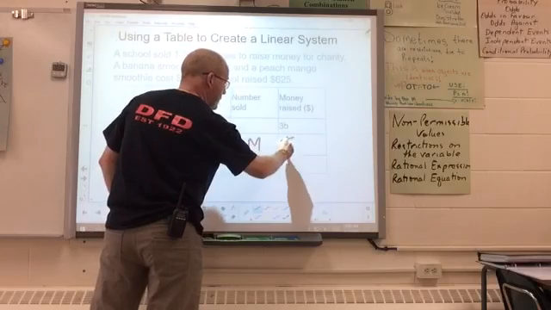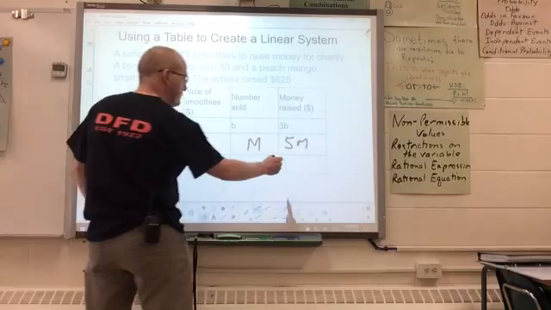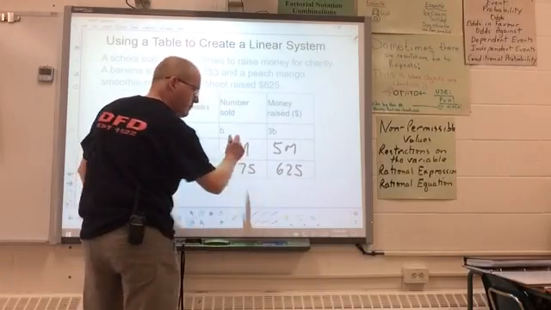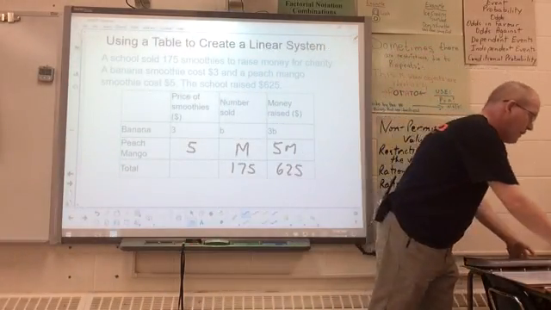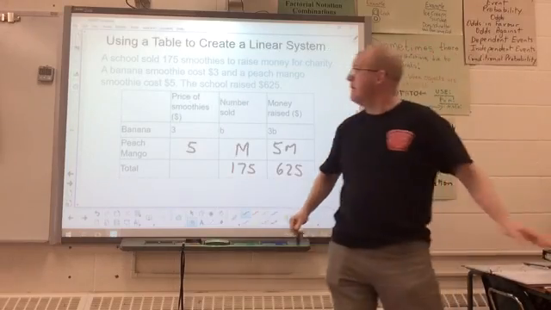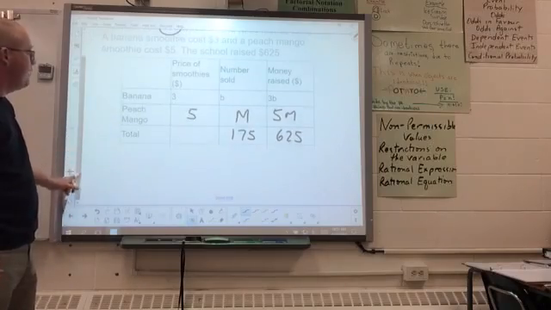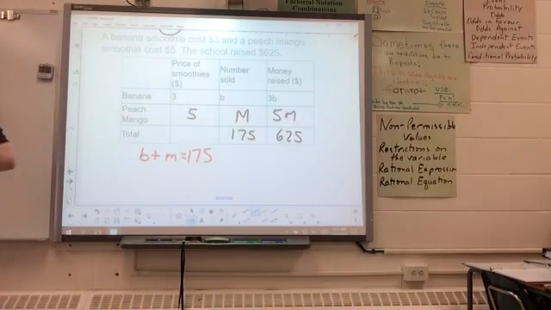Now, the money raised is 5M. So, what's the total? What was the total raised? 625. Now, what was the number sold? 175. So, what do we have here? What is 3 plus 5? 8. Okay, hang on. We have two equations here. The number of banana and the number of peach mango smoothies sold was 175.